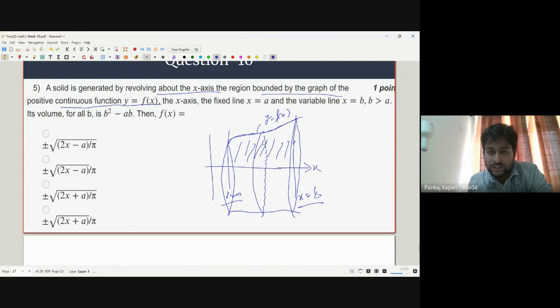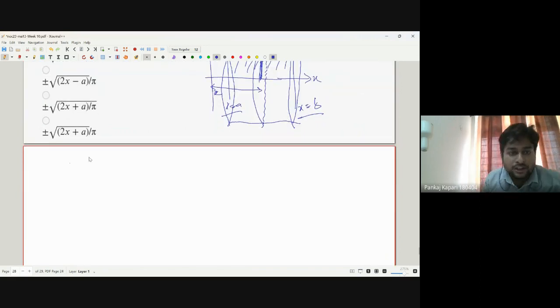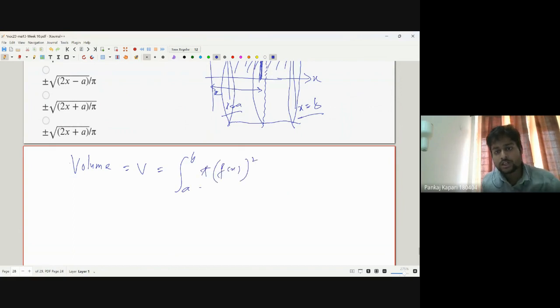Okay, so to find the volume you have to find the radius. So what is the radius? The radius is this vertical distance. What is this vertical distance? This depends on how far you are. Let's say you are at distance x, then this will be y, which is f(x). Okay, so the radius is f(x). Let's write the volume directly. V is the integral from a to b of pi times f(x) whole squared. So this is the area, pi times the radius squared, and then you are integrating it from a to b, where a is less than b.